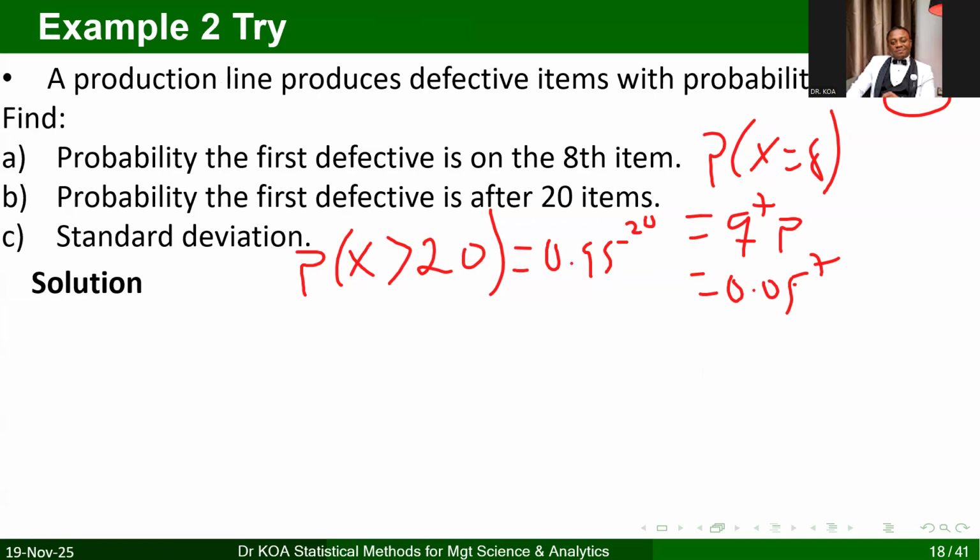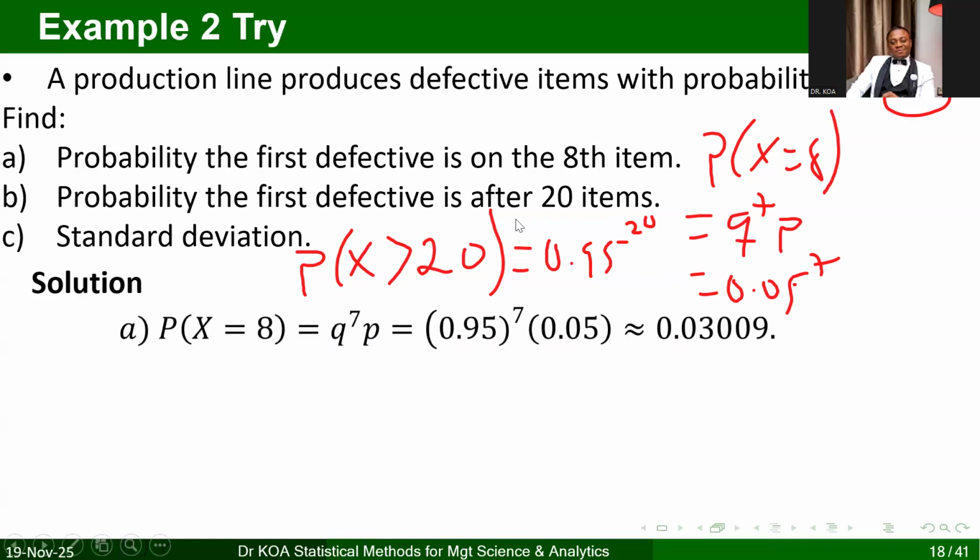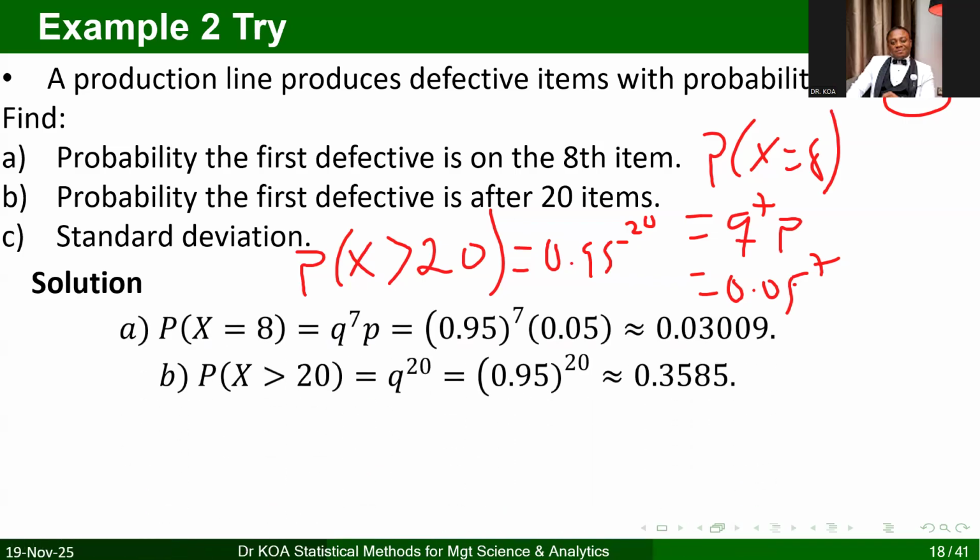Exactly the same thing here, because now when you have greater than that, there's nothing below 20. It's like simply having Q raised to the power K. Because you're looking for the first defective, and this time it starts from 20 and beyond. So when you substitute that, you're going to just have 0.95 raised to the power 20, and that will give you 35.85.